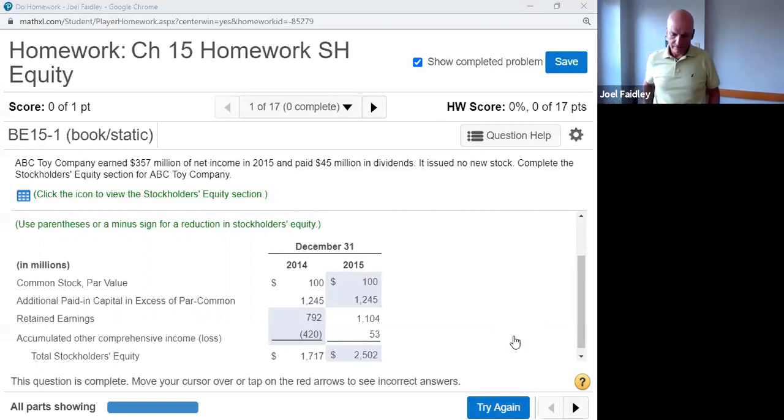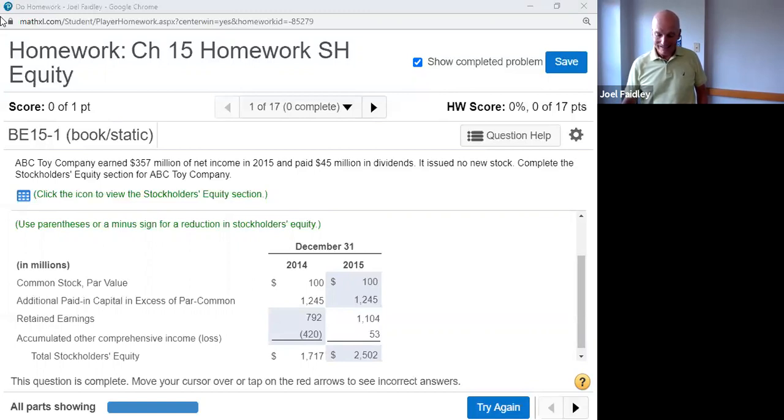What we have here is sort of a fill in the blank. And what we're told is that this company earned $357 million of income, 357 in 2015, paid $45 million in dividends. And so we're trying to figure out how to complete these blanks. Common stock, the easy part there, first of all, is common stock is not changed, so that's going to be $100 here on this first line for 2015. Your additional paid-in capital is going to be $1245.